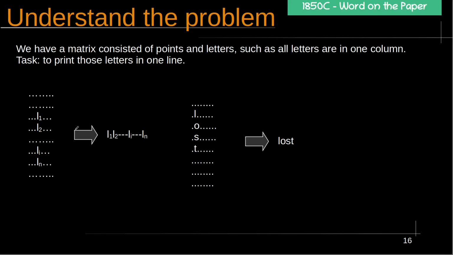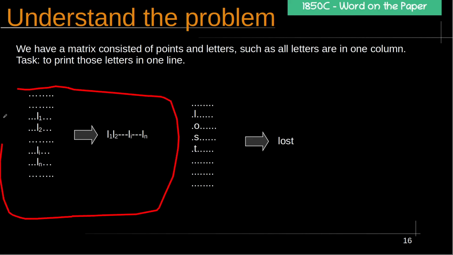consisting of dots, and in that grid we have letters written in the same color. So we have to output that word. For example, here we have this grid of dots. We have, as you see, these letters in the same color. The word is "last", as you see.